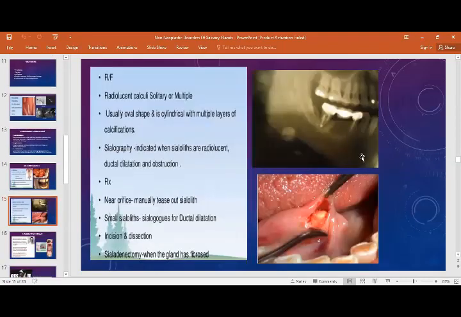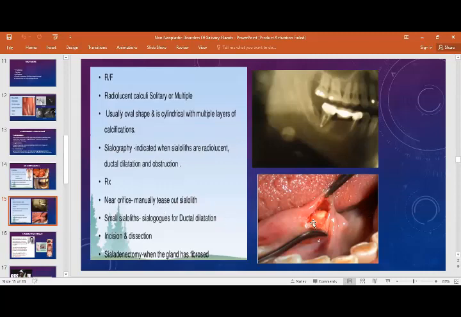Now, these are radiological features. Again, this is a sialogram, which is basically a radiological X-ray. And most of these, almost 90%, the stones are radiopaque, so we can easily visualize them on the X-ray. But in some cases, when they are radiolucent and there is ductal dilatation, then we will go for sialography as well.